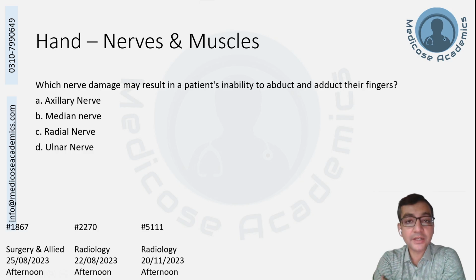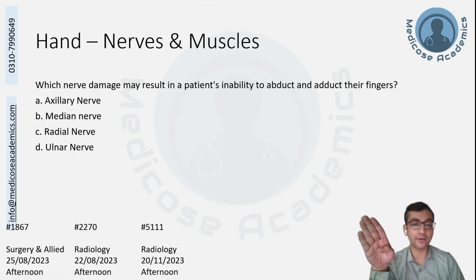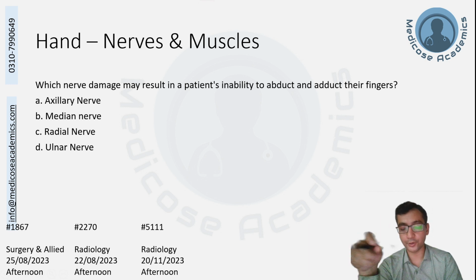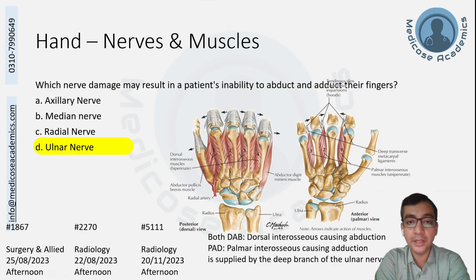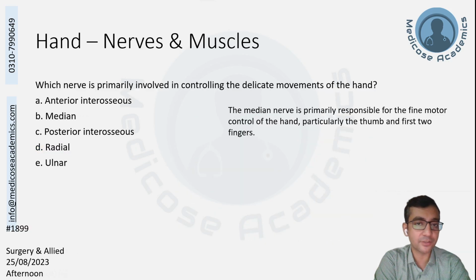Which nerve damage may result in patient inability to abduct and adduct fingers? Abduction is by dorsal interossei, DAB, and adduction by palmar interossei, PAD, and both of these are supplied by ulnar nerve. PAD and DAB, you can remember the functions by this.